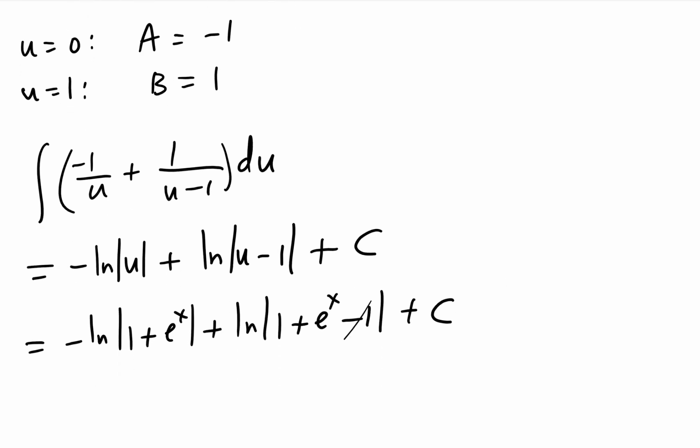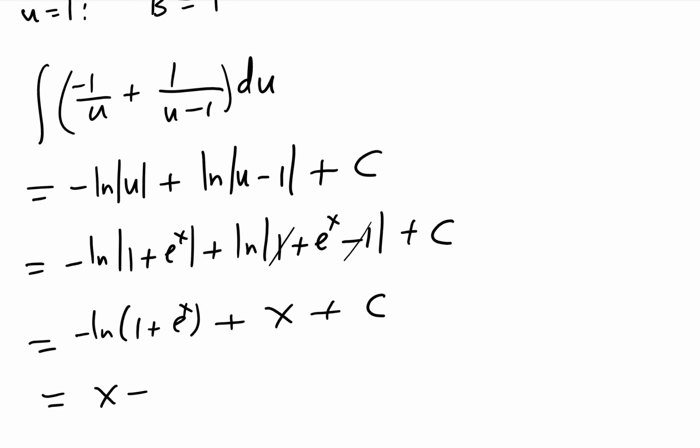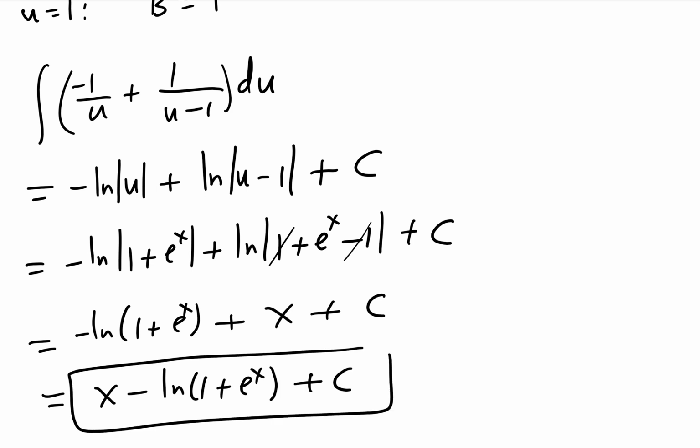For here, these cancel out. Natural log of e to the x is x. So this is x, and here we can drop the absolute value. And if you'd like to rearrange it so it matches the previous method's answer, you put the x first, minus natural log of 1 plus e^x, plus c.